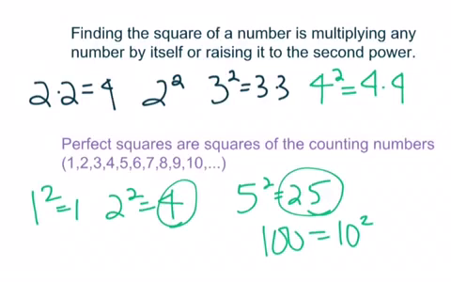Alrighty, so just to recap, when you're squaring a number, all you're doing is multiplying that number by itself. Perfect squares are the squares of natural counting numbers. So 1, 2, 3, 4, 5, 6, 7, 8, 9, 10, and all the way up, to an infinite amount.